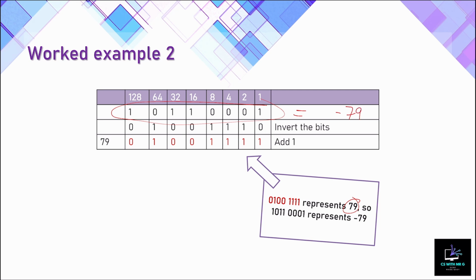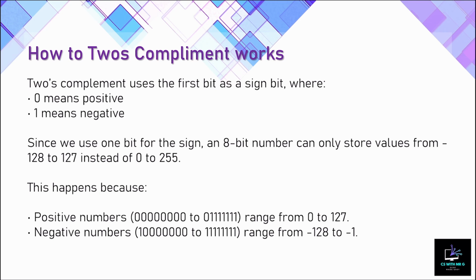Okay, we worked the other way around this time, but the method stays the same. You flip them all around and add 1. Before we go and do some examples of the conversion into 2's complement, first we need to pay a little bit of attention about how it actually works.